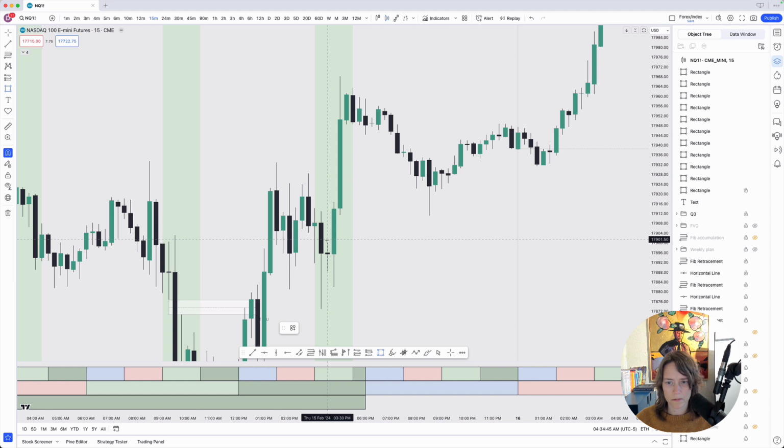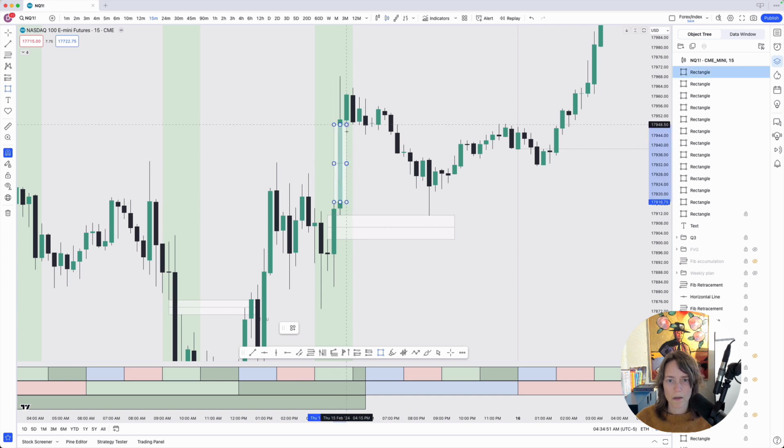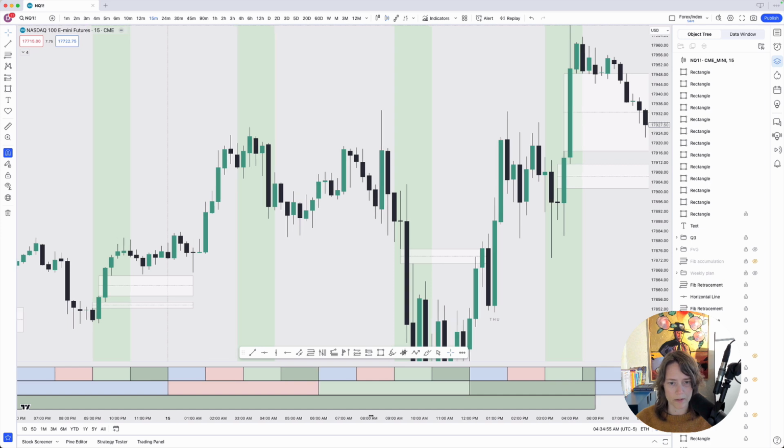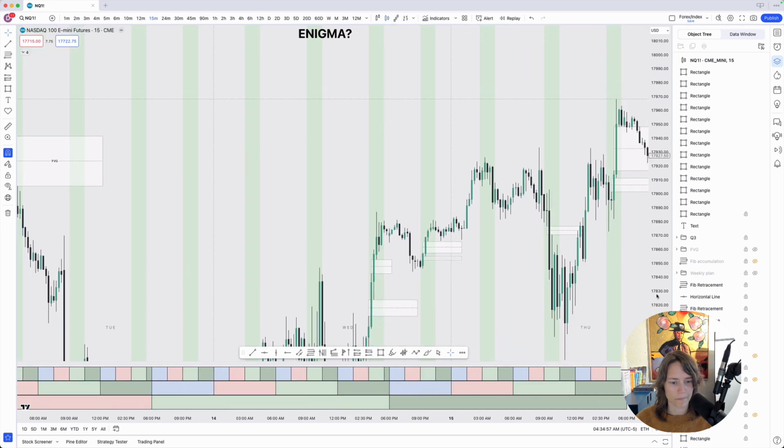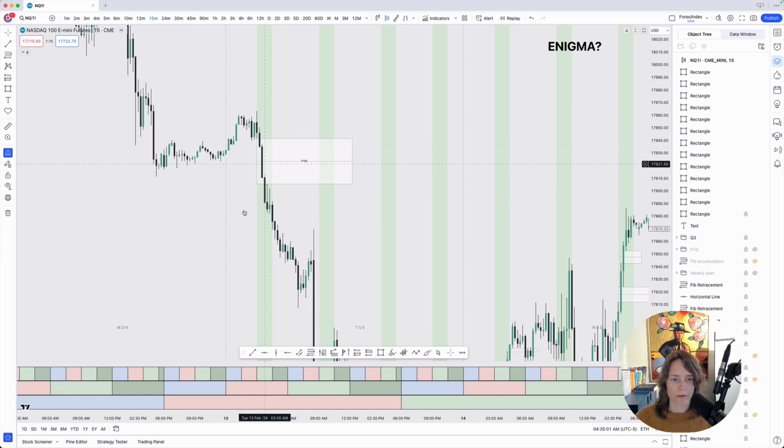Green box, imbalance. And here I'm already at least done with all the examples in this chart. All right, so this was the first fair value gap in this green box I drew out.